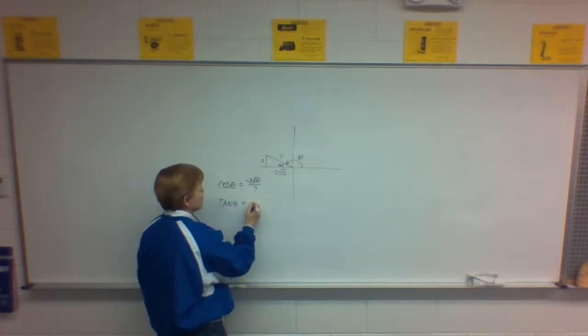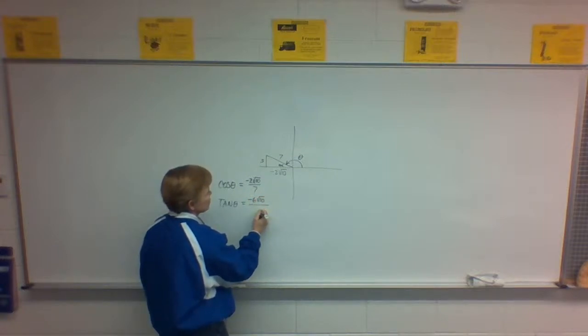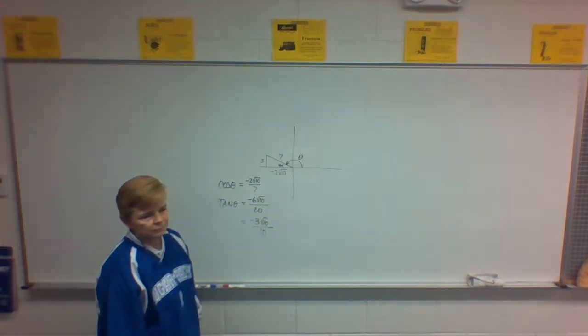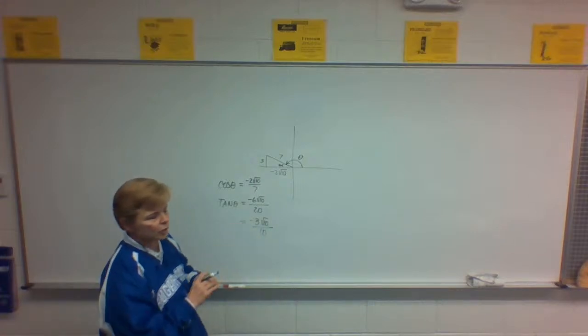3 root 10 over negative 20. Negative 6 root 10 over 20. Oh, crap. That's negative 3 root 10 over 10. That's what it is. That's what you said. But you said 20, and we got them both mixed up, you and I.